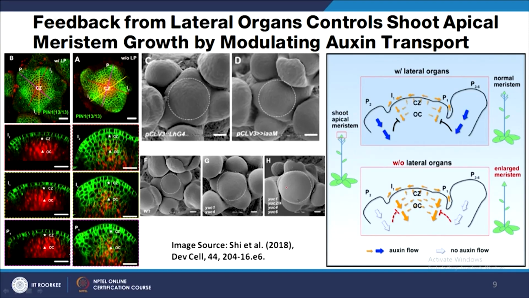So, under normal condition, when your shoot apex is here, you have lateral organs coming, then this is your central zone, auxin is getting transported to the primordia, and then in primordia it is initiating the program, whereas there is a feedback regulation here. But if you remove organs, the programming is totally disturbed. As you can see from the PIN protein, the distribution of auxin is not happening in the normal way, and this is affecting meristematic activity as well as organogenesis.